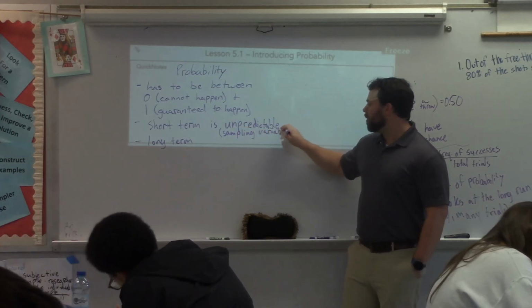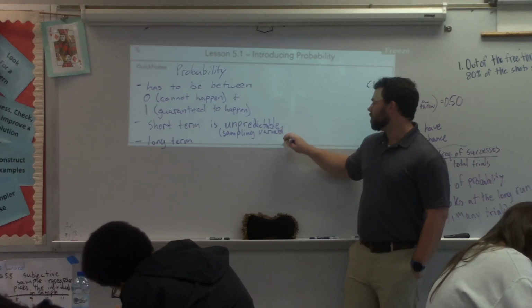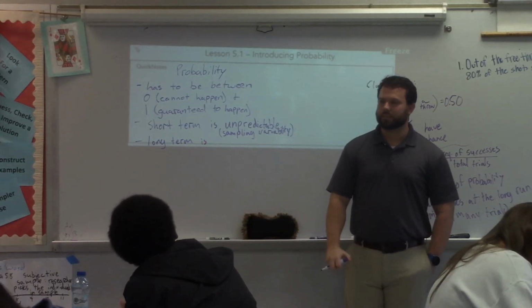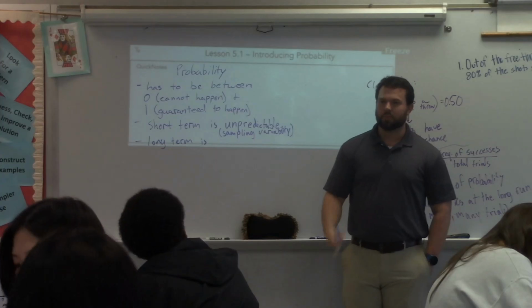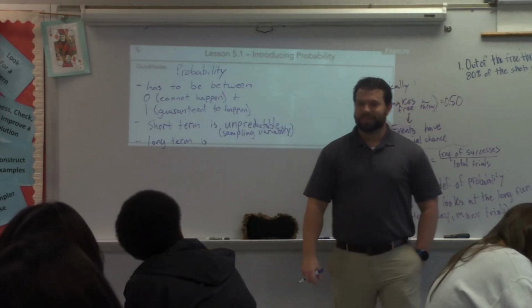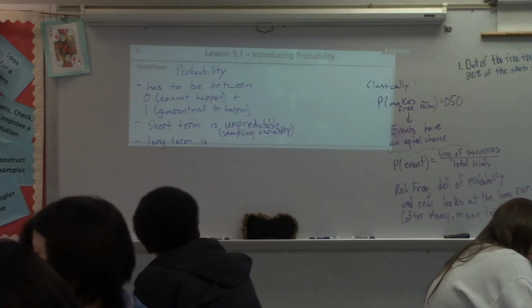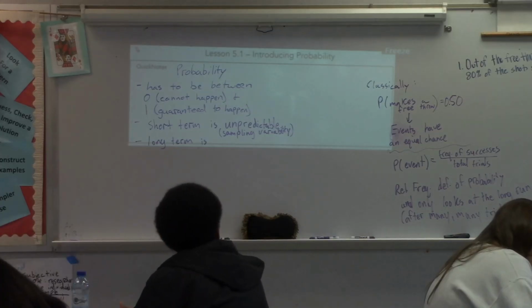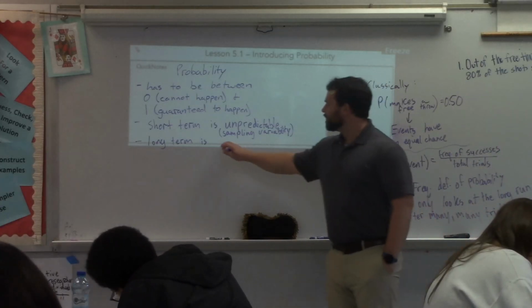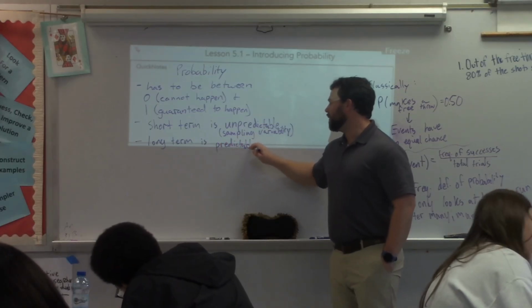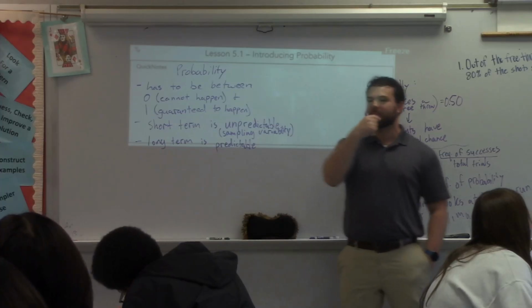But in the long term, what is it? Long term it is predictable. Short term it's unpredictable. Long term, what's it going to be? Predictable, but not guaranteed, because what is there still? Sampling variability. Remember, did I actually ever get up to 80%?